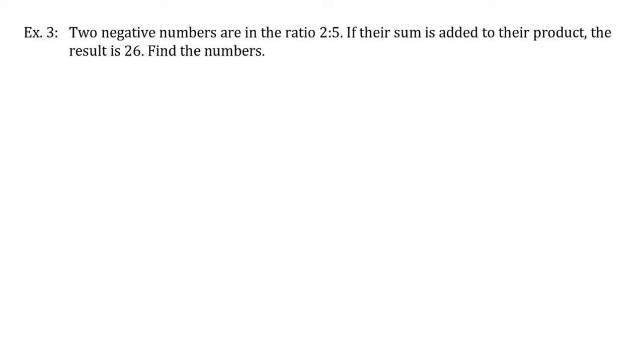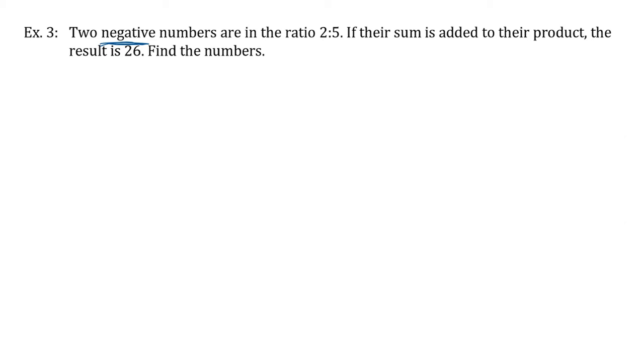Two negative numbers are in the ratio, and that's going to be really important later, in the ratio 2 to 5. If their sum is added to their product, the result is 26. Find the numbers. Now, one thing I'll tell you is this question is very different, but every time I ask this question, it'll be basically the same. The numbers will be different, but I'm not going to change it up.